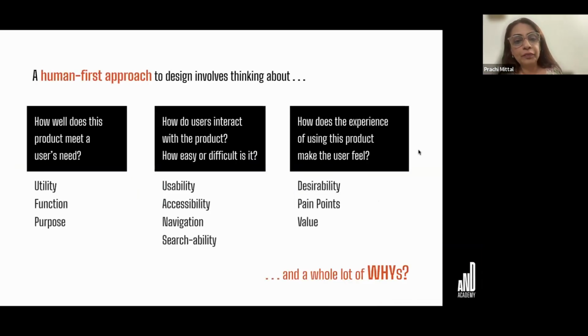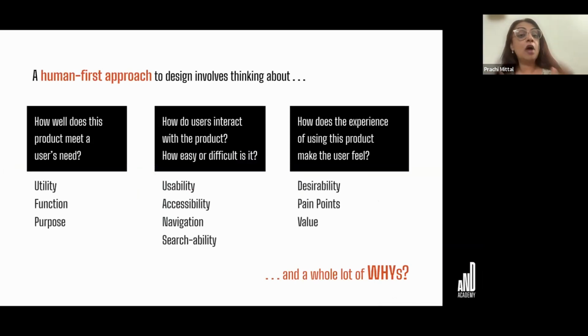Let's move. So what does this mean? You have to think of all of these things. How well does a product meet a user's need? Does it provide the function? Does it do everything? Now I've created something in order to simplify, but all the data that I needed to record, I can't record all of it. So it's not fulfilling its purpose or function. So that's the first thing.